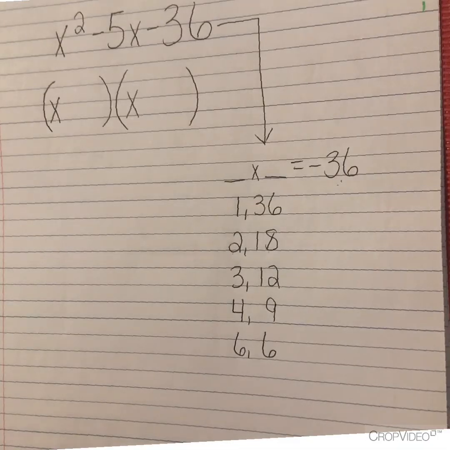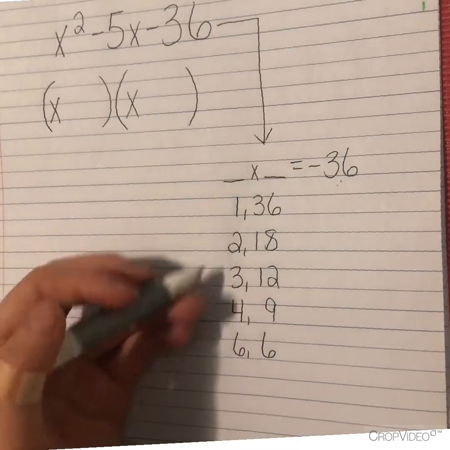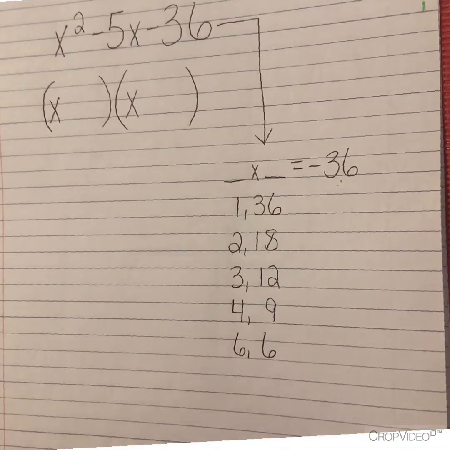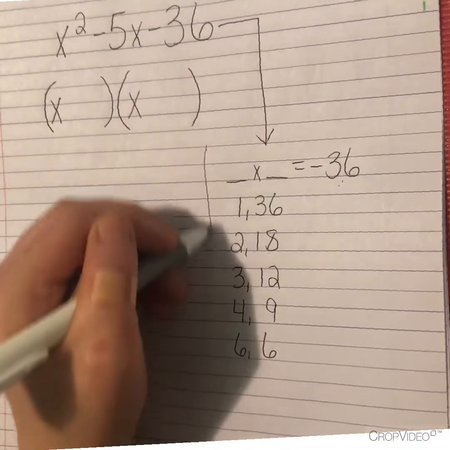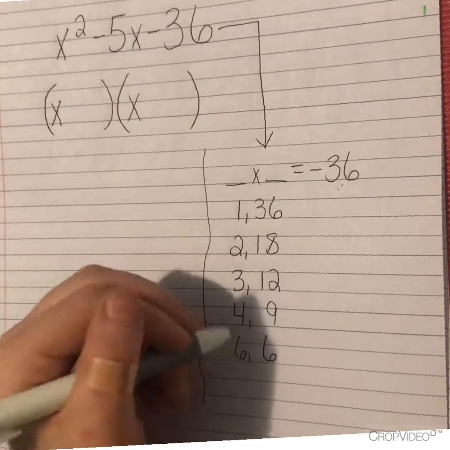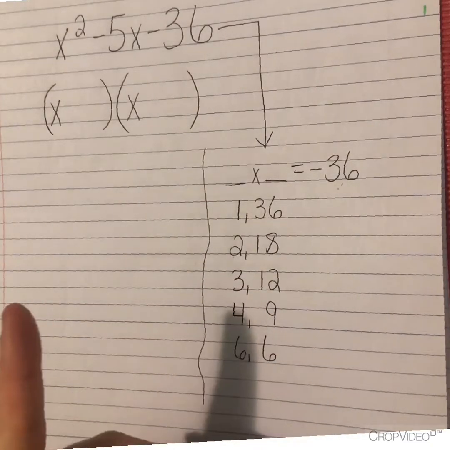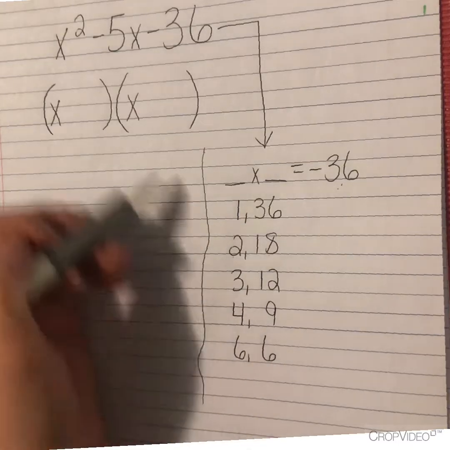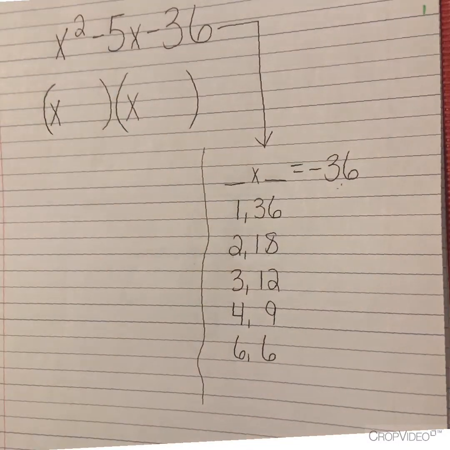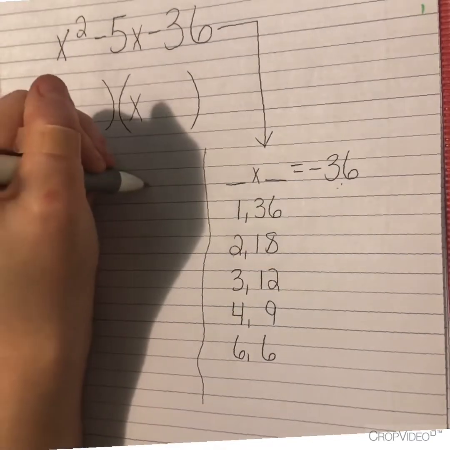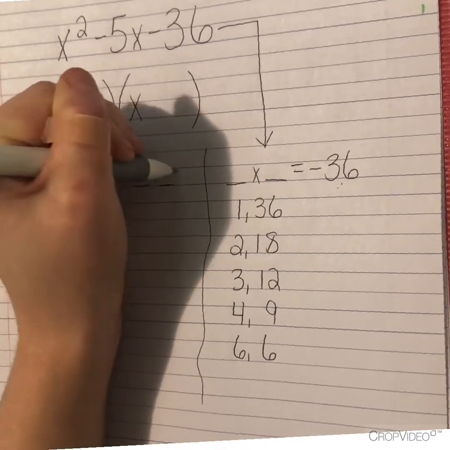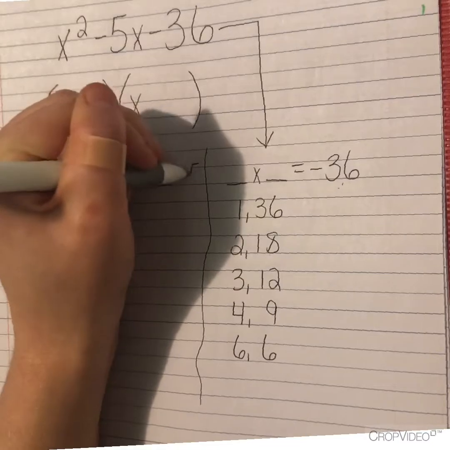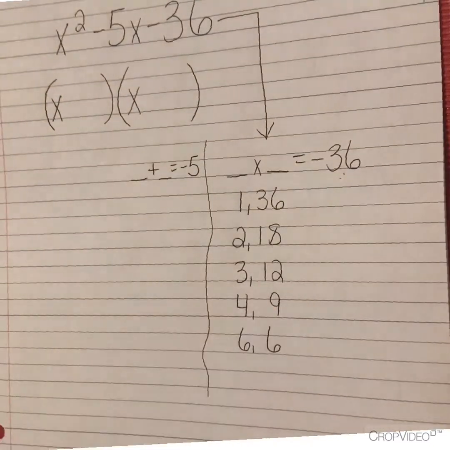So now you see we have a lot more options than our last problem, because we only had 2 options with the last problem. Now we have 5. So then this is where we have to think, which of these, when added together, and one number will have to be negative and one positive, could give us a negative 5? So what plus what could give us our negative 5 from over here?